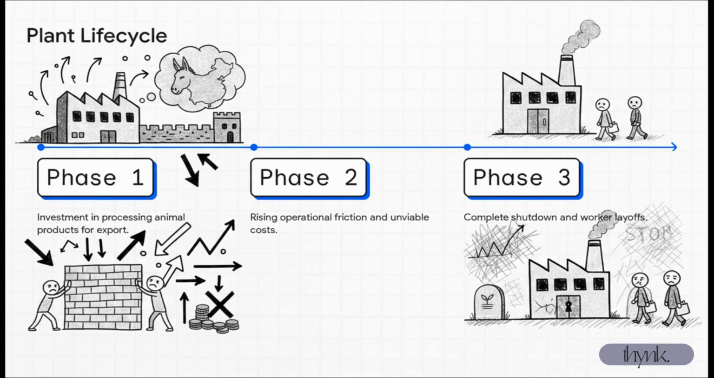Sounds straightforward, right? Well, this investment quickly slammed into a wall of rising operational friction and completely unviable costs in Phase 2. The situation deteriorated so rapidly that by Phase 3, in May, the operation was totally dead. Every single worker was laid off, the plant shut down, and the company fully exited the region.